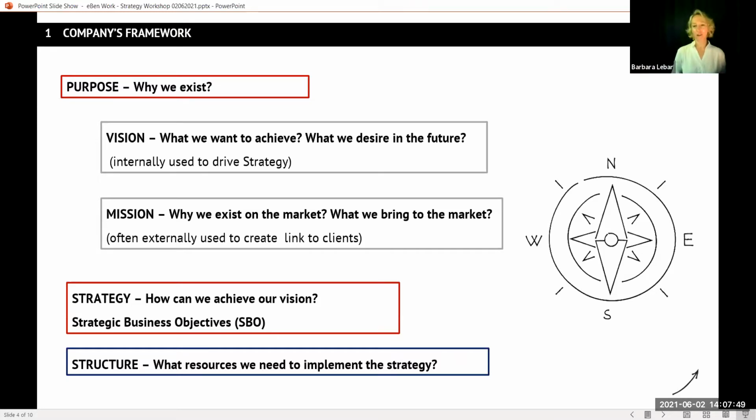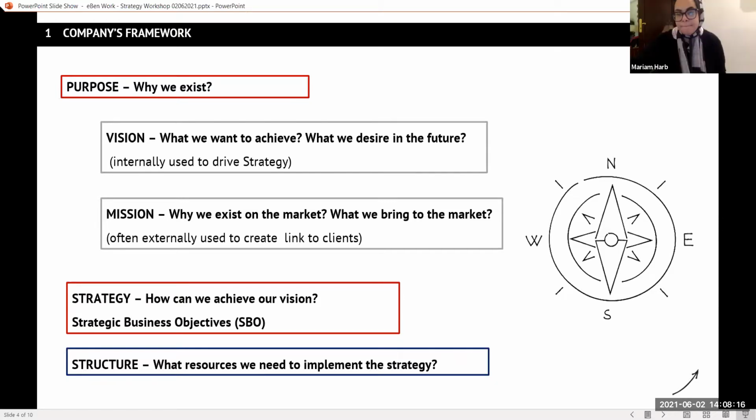It's normal that they are close because here we have the purpose of the company, which goes into two directions, vision and mission. Vision is more what we want to achieve, where we want to be in the future, and it's often used internally. And the mission is how we communicate our purpose to the market. Everything is stated on the websites as well.